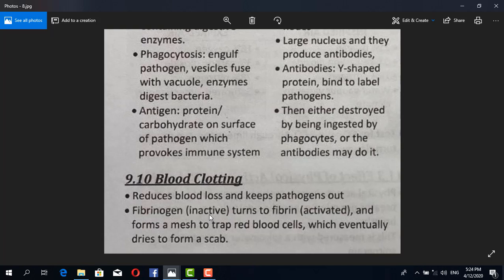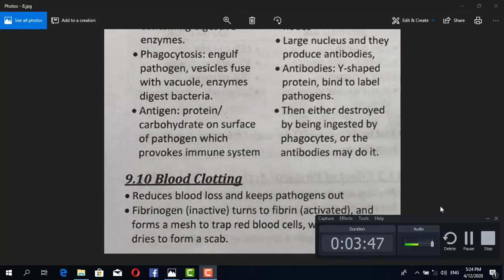clot formation. Fibrinogen, which is inactive, turns to fibrin, activated, and forms a mesh, sort of a net, to trap the red blood cells, which eventually dries to form a scab. And for here, this will be the last part of this chapter.